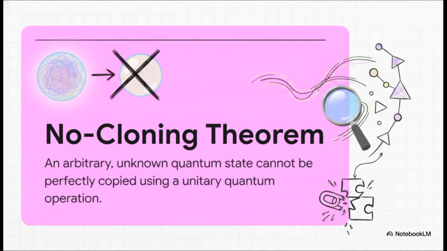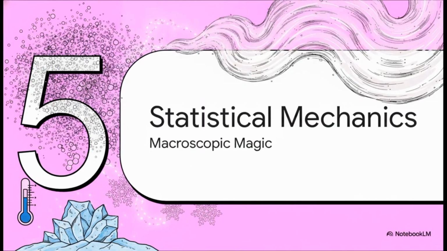It's a one-of-a-kind deal. And finally, Section 5, Quantum Statistical Mechanics, the macroscopic magic of quantum gases. For our final step up the ladder, let's zoom all the way out to see what happens when you get billions of these indistinguishable particles together at absolutely freezing temperatures.